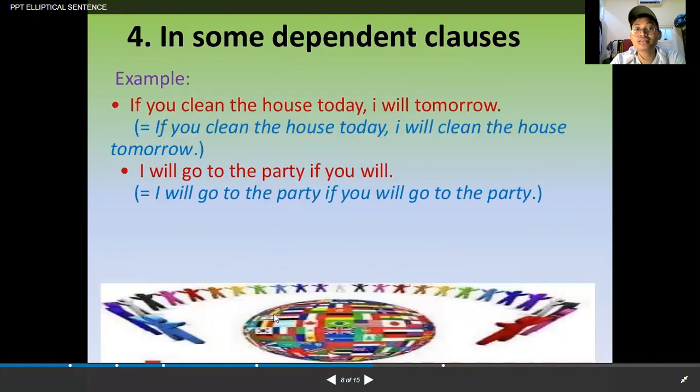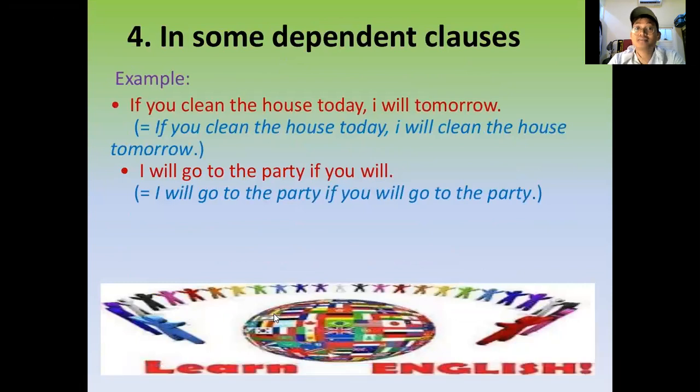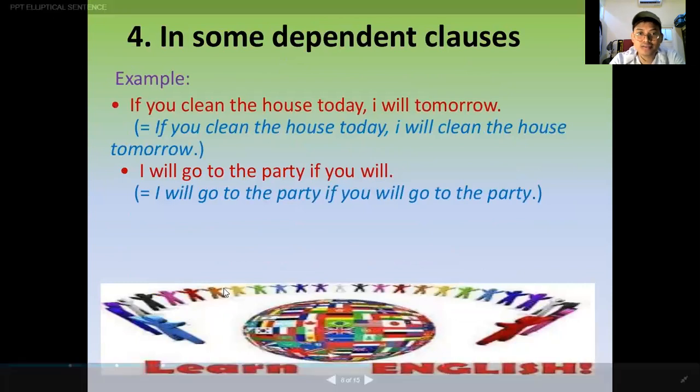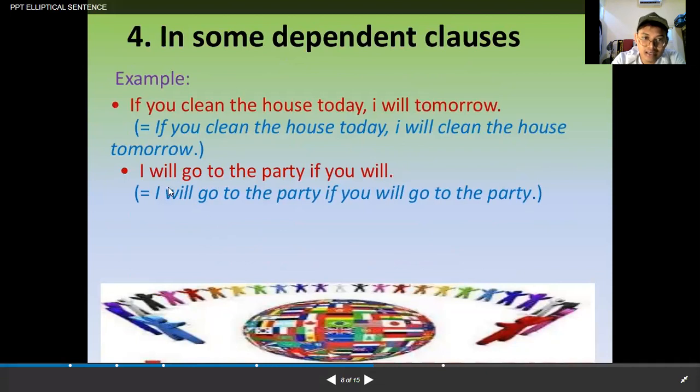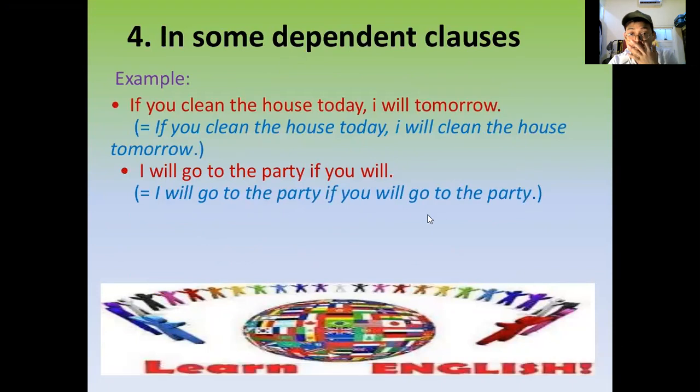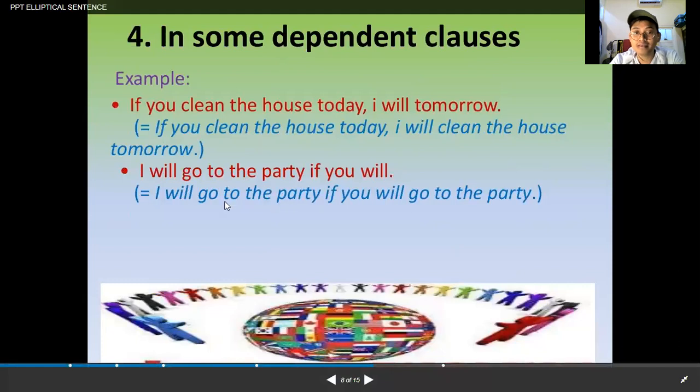Next, the fourth situation is in some dependent clauses. Take a look at the second example, the blue one. I will go to the party if you will go to the party. So there are two clauses here. The first one is an independent clause.